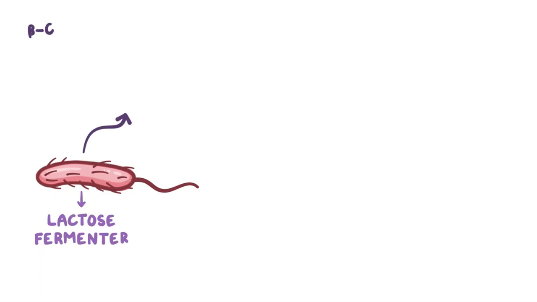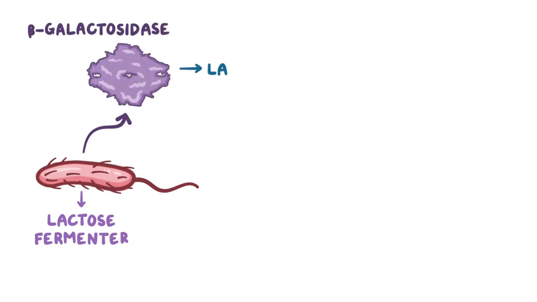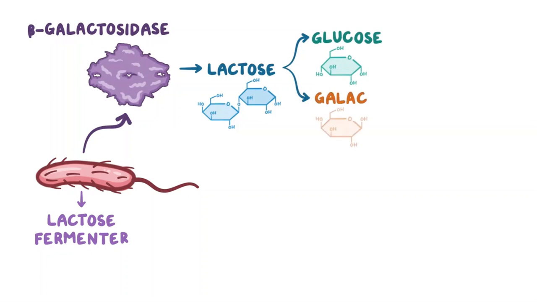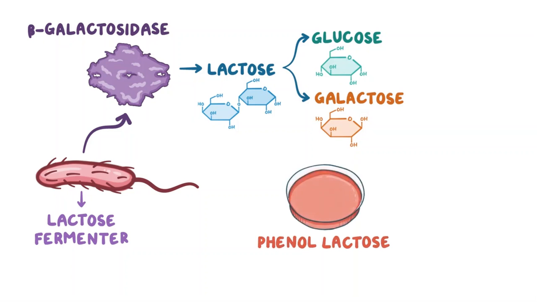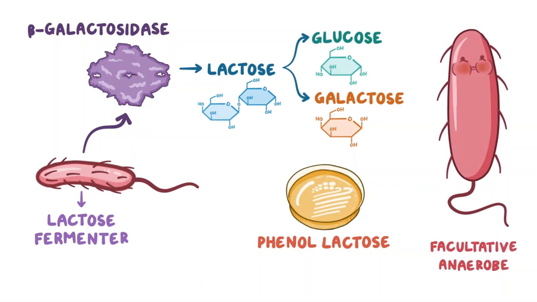E. coli is also a lactose fermenter because it can produce an enzyme called beta-galactosidase that cleaves lactose into glucose and galactose monomers. To test this, E. coli can be cultivated on lactose-containing media such as phenol lactose. And as it ferments it, the fermentation results in the production of acids that turn the red of phenol to yellow. It is also a facultative anaerobe, meaning it lives in environments with or without oxygen.